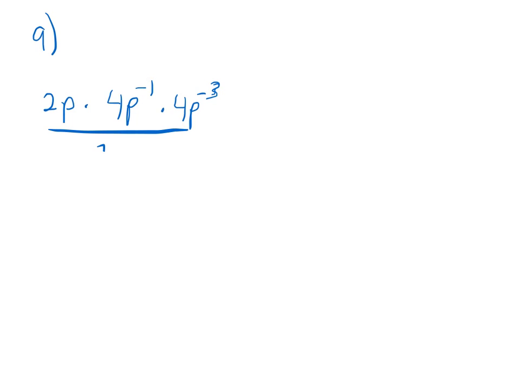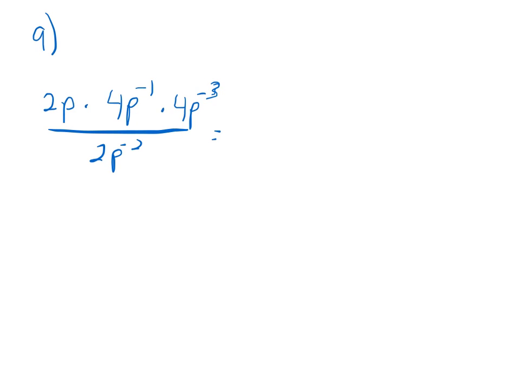Okay, last example I'm going to do is on the next page, and it's number 9. You guys can get this down. It gives you 2p times 4p to the negative 1 times 4p to the negative 3. Okay, and it's all over 2p to the negative 2.